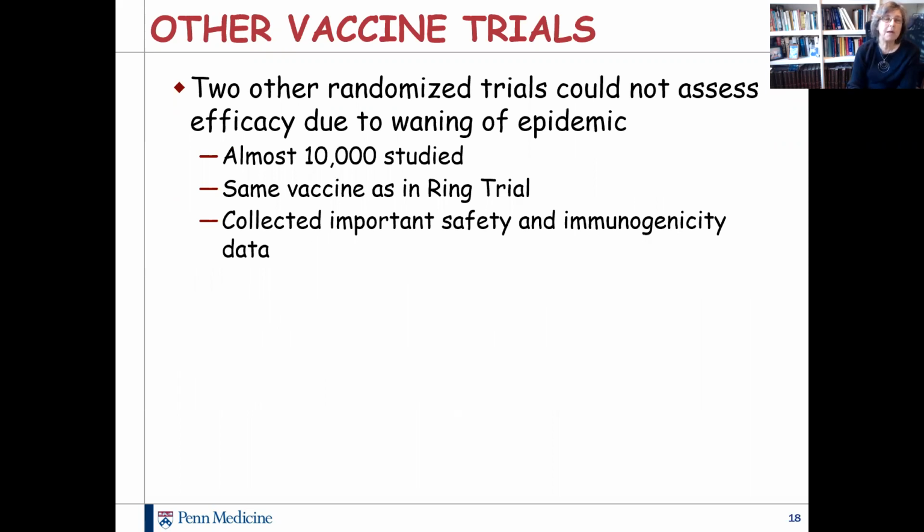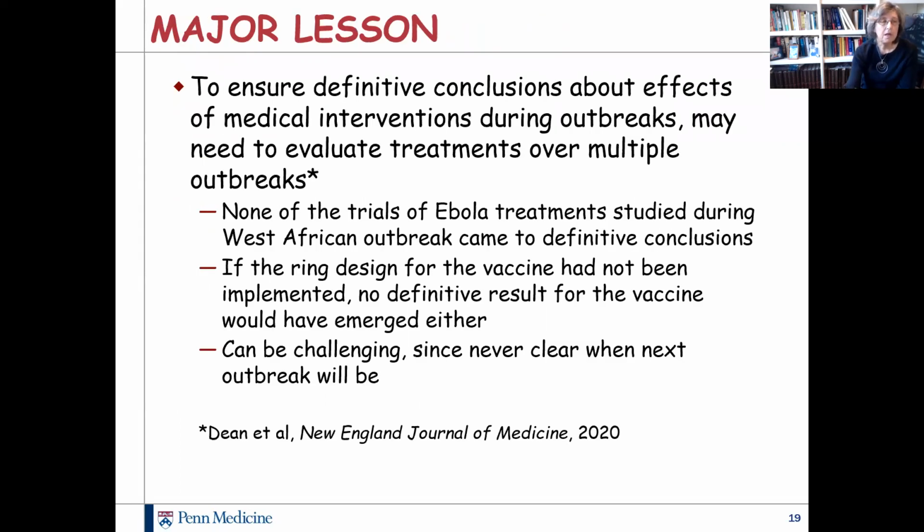The 2 other randomized trials couldn't assess efficacy because the epidemic had waned, but they did study almost 10,000 people using the same vaccine as in the ring trial. So they did contribute important safety and immunogenicity data. So a major lesson from this is to ensure definitive conclusions about effects of medical interventions during outbreaks. You may need to evaluate treatments over multiple outbreaks.